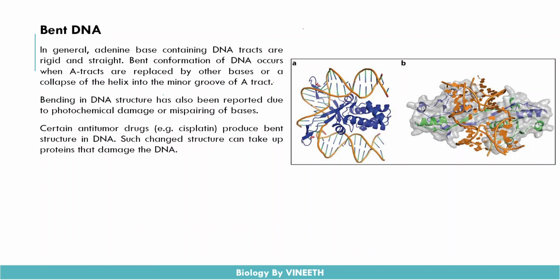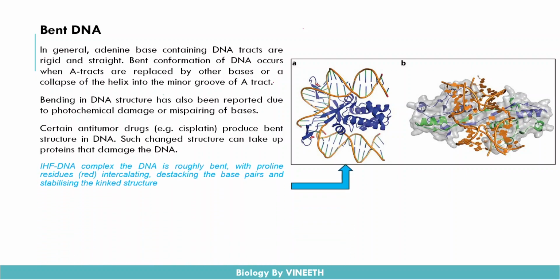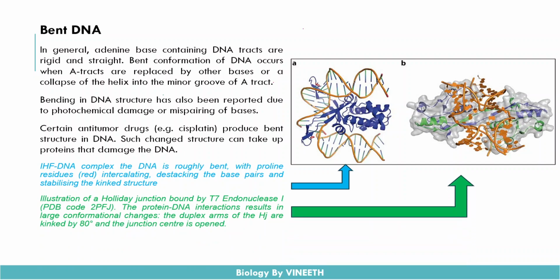The first one, bent DNA, is due to the presence of A tracks, adenine-rich sequences, between the normal spacer regions. We also have a lot of other bent DNAs in nature. The first one is the IHF DNA, normally called the integration host factor DNA. When this integration host factor complexes with the DNA, it produces a bend in the DNA. So this roughly bent structure is due to the binding of this integration host factor.